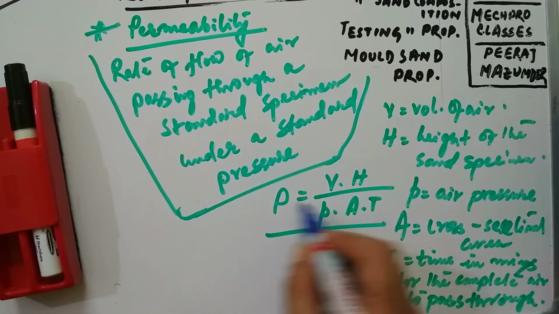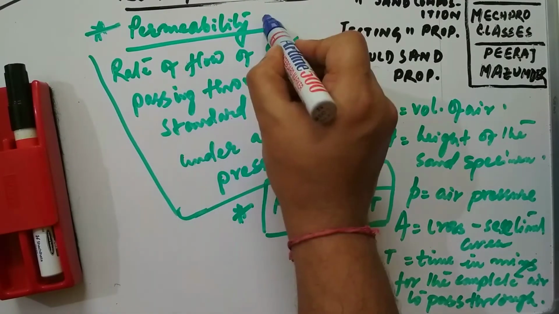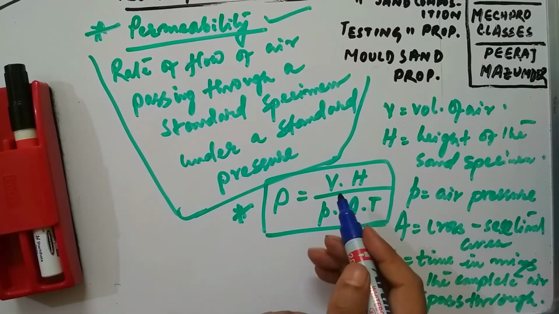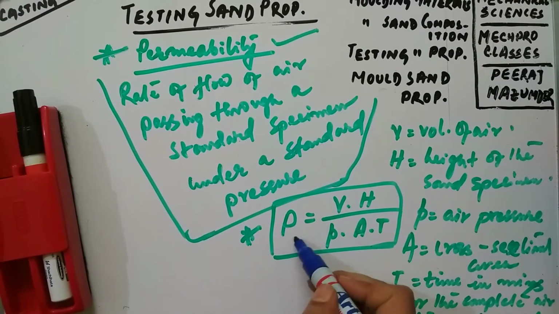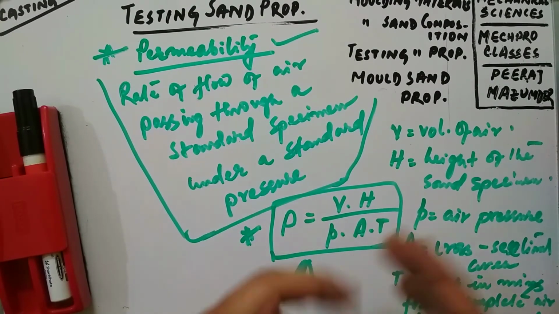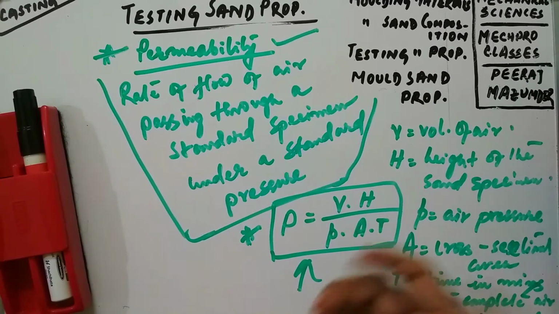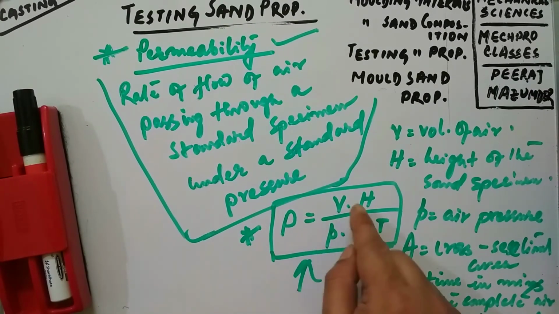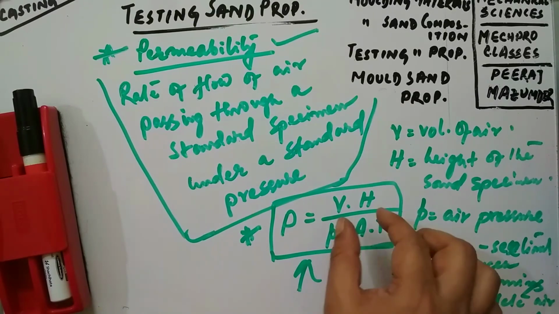So it is very important, the permeability. This permeability is also important for molding sand, and also for your examination purposes, because they are going to ask you questions based on this particular formula as well. So you must take a note somewhere. The permeability for a particular standard specimen is given as V into H by p into A into T, and these are the nomenclatures of this particular formula.